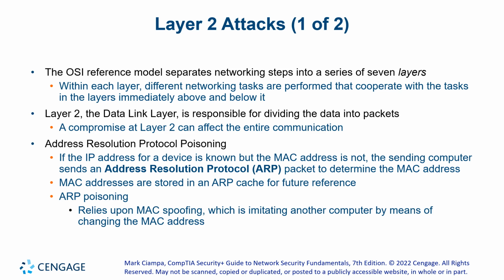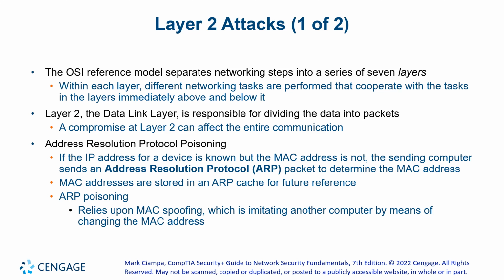Layer 2 attacks. The OSI reference model separates networking steps into a series of 7 layers. Within each layer, different networking tasks are performed that cooperate with the tasks in the layers immediately above and below. So layer 2, the data link layer, is responsible for dividing the data into packets. A compromise at layer 2 can affect the entire communication.